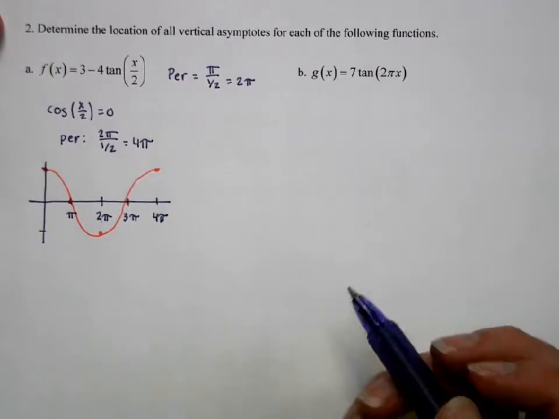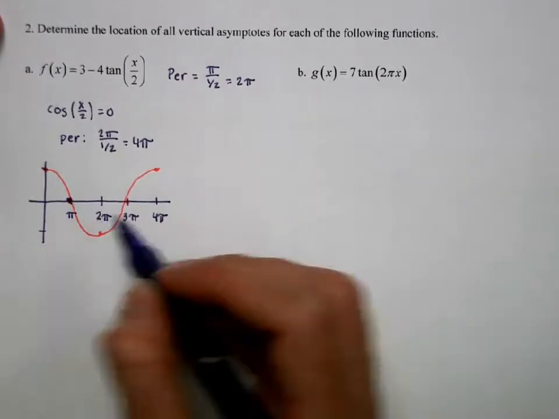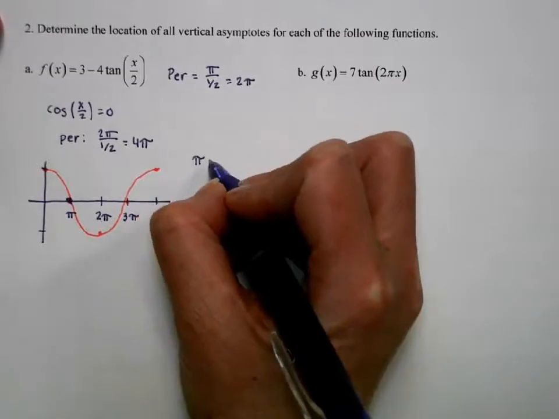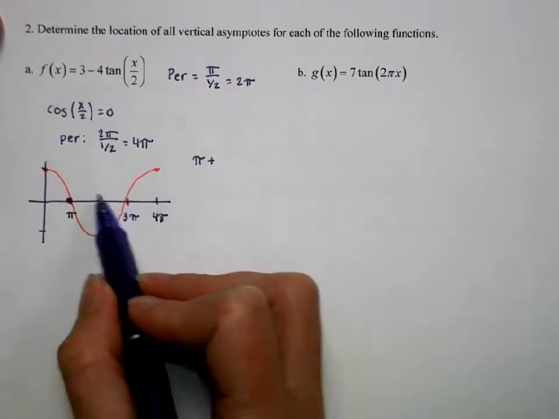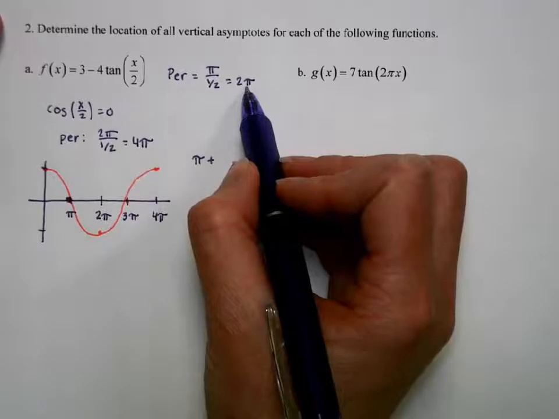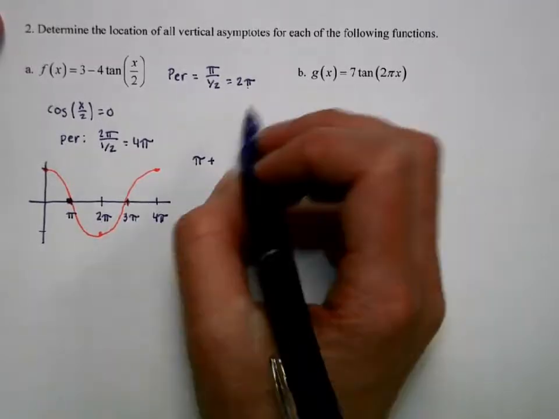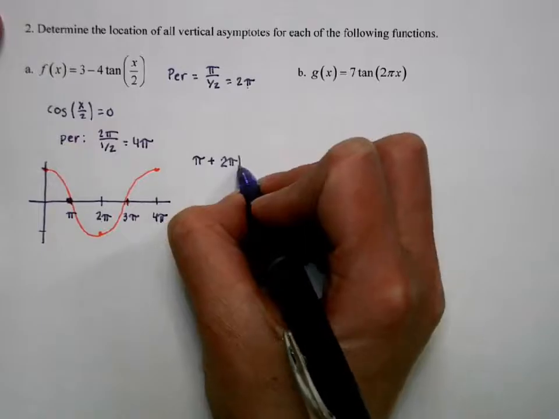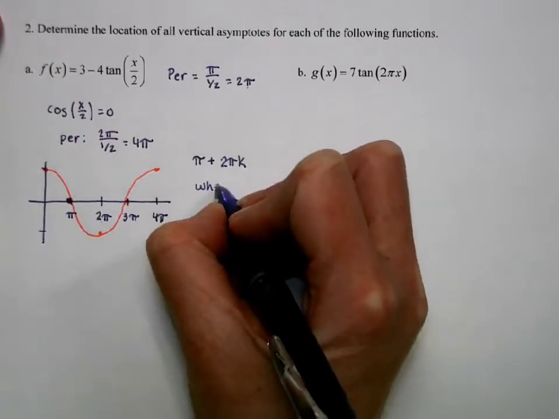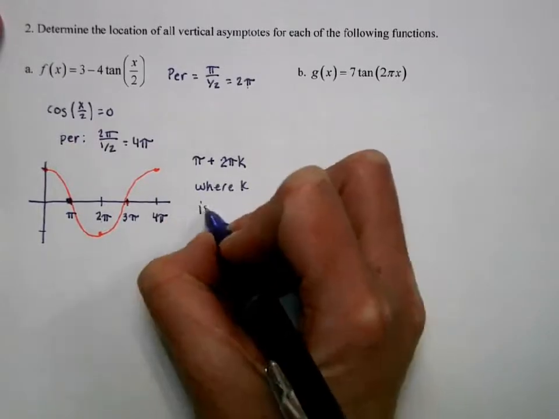So there's different ways to write this, but I'm just going to start with this first one. So we're going to have vertical asymptotes at pi, and then it's going to repeat every 2 pi. So the period is 2 pi, which gives us that result. This graph shows a difference of 2 pi, which gets us that. So we're going to have 2 pi k, where k is an integer.